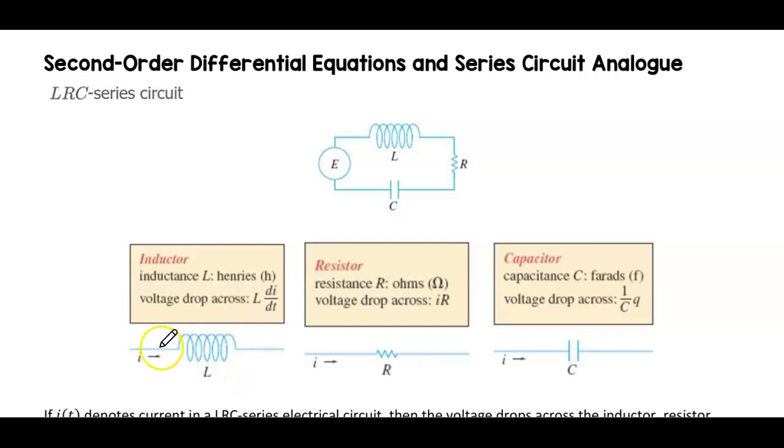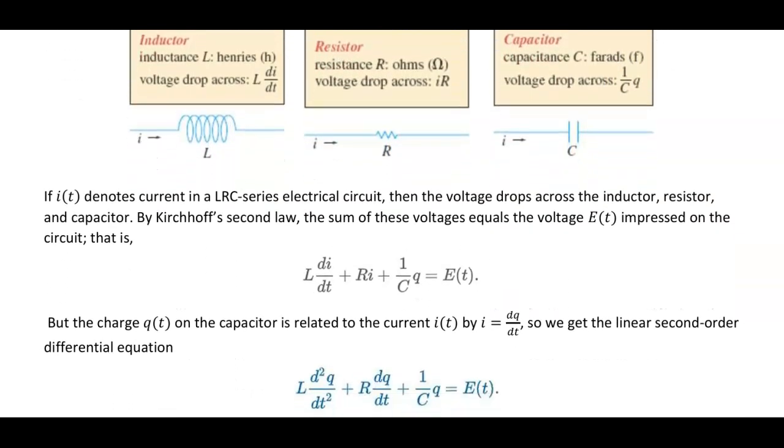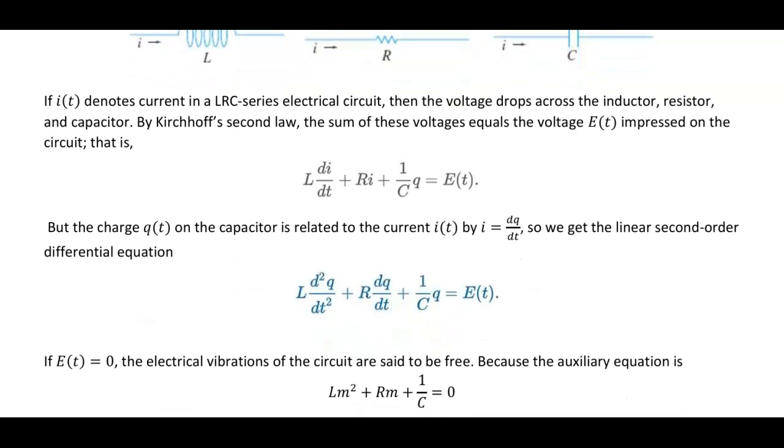So you have your inductor, your current goes through it. There's a voltage drop across that. You have your resistor here, again the current going through it, voltage drop across that. And then you have a capacitor, where the voltage drop actually has an inverse relationship, okay? And so I of t is going to denote the current going through at any certain time. The voltage drops across the inductor, the resistor, and the capacitor.